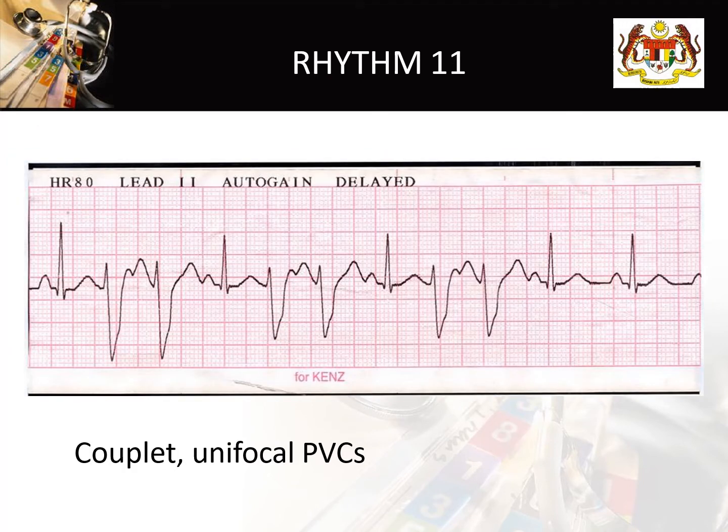Okay, this is another ECG of premature ventricular complex, but this one we call a couplet of unifocal PVC because we can see the presence of two consecutive premature ventricular complexes and the morphology is the same. So that's why we call it couplet unifocal PVC.